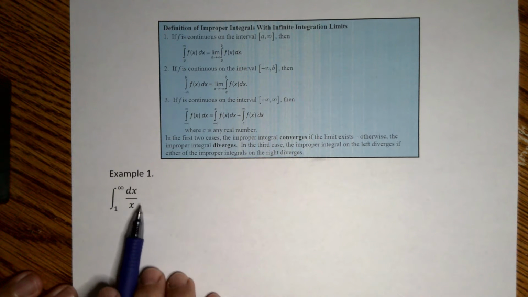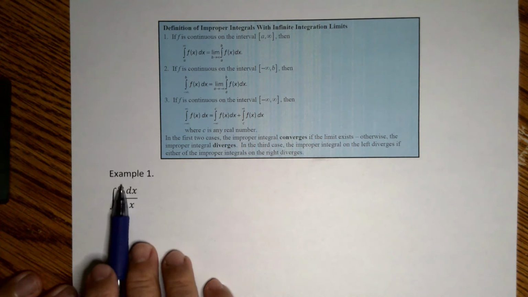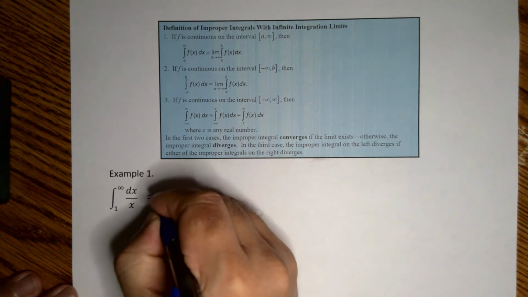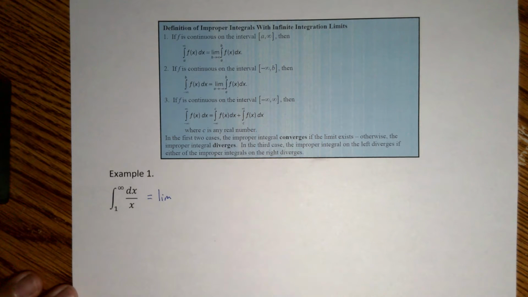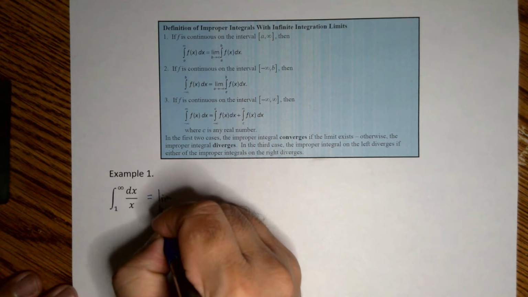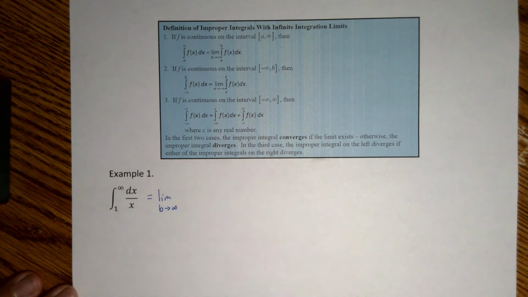Anyways, here the upper limit is positive infinity, and the first thing you're going to do is rewrite it as a limit. And when I say limit, that's what I mean. Limit as, and I like to use the letter b for the top one. The letter really doesn't matter. Sometimes you have to do it twice, so I keep it separate. You'll see what I mean later on.